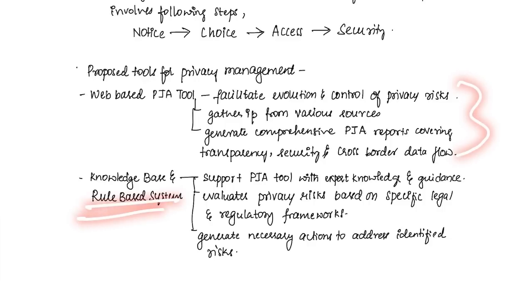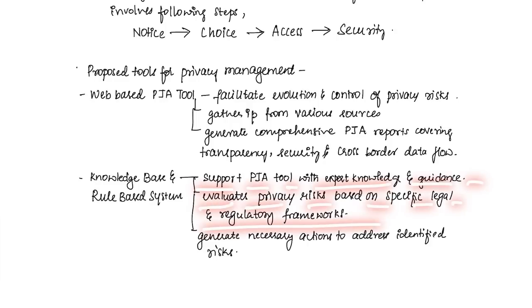Next we have the knowledge-based and rule-based system. So it supports the PIA tool with expert knowledge and guidance. It will help us to evaluate the privacy risks based on specific legal and regulatory frameworks. So by making use of the standardized legal and regulatory frameworks, it will further help me to understand, it will support the PIA tool to generate a report or analysis as to how safe my data is over the cloud. So it will generate necessary actions also to address the identified risks.